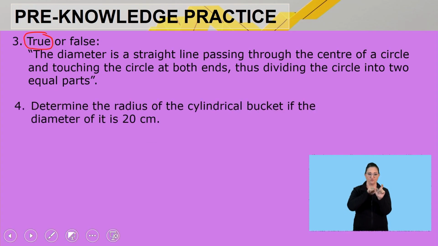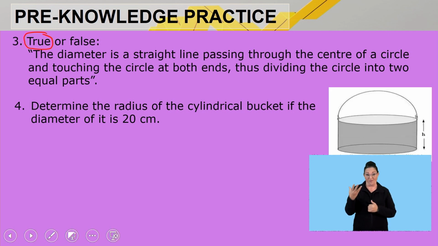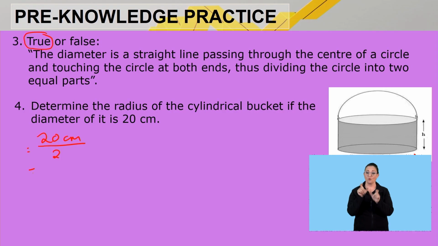And then one last question. It says, determine the radius of the cylindrical bucket. There we have the cylindrical bucket, if the diameter of it is 20 centimeters. So we are basically saying from here to there, that's your diameter, and that's 20 centimeters. We take 20 centimeters and divide that by 2, because your radius is half your diameter, making this then 10 centimeters. Guys, are we clear on that?